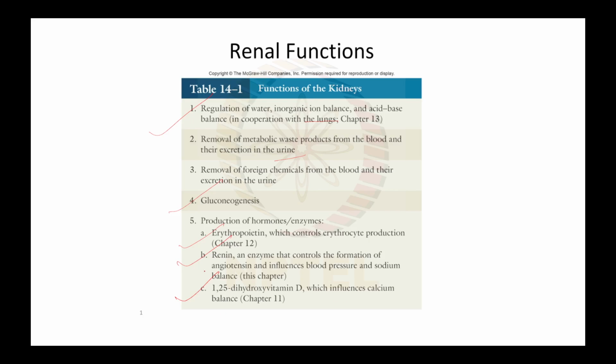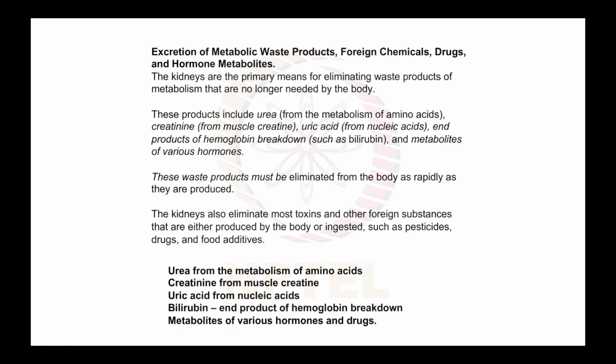In the last class we also discussed the renin enzyme that controls the formation of angiotensin and influences blood pressure and sodium balance. The kidneys are the primary means for eliminating waste products of metabolism that are no longer needed by the body. These products include urea from the metabolism of amino acids, creatinine from muscle creatine, uric acid from nucleic acids, and end products of hemoglobin breakdown such as bilirubin, and metabolites of various hormones. These are the majority of the components that need to be excreted by our body, and they are filtered out by the kidney.